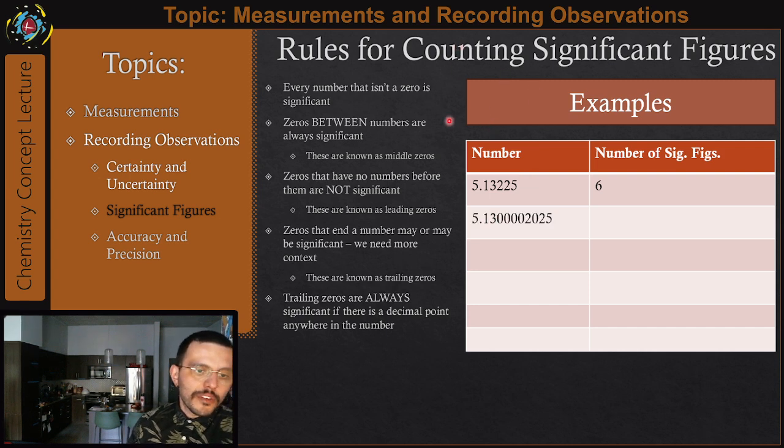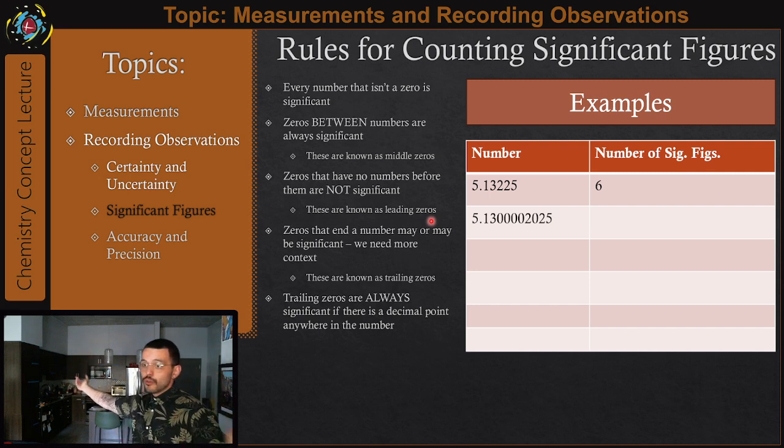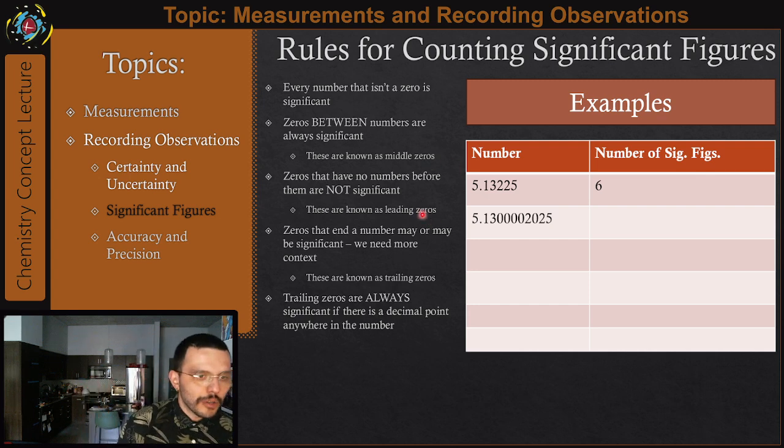Next up, we have this number, 5.1300002025. So in this case, zeros between numbers are significant. There's a 3 and a 2 bounding all these zeros, so they are significant. There's a 2 and a 2 bounding this zero, and they are significant. It doesn't matter how many zeros you have. You could have 1 and then a million zeros and then another number, let's say 2, and all those would count because there are numbers bounding each side. So in this case, we have 1, 2, 3, 4, 5, 6, 7, 8, 9, 10, 11 significant figures.